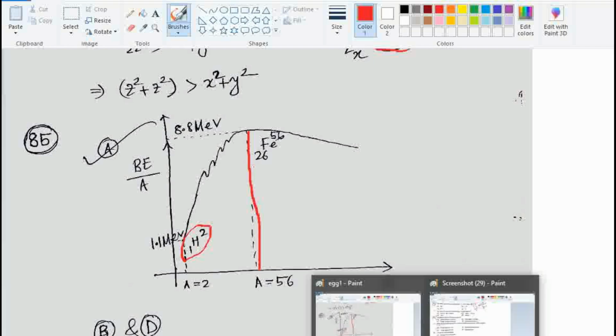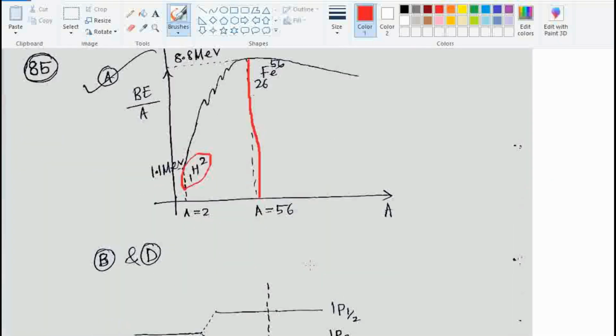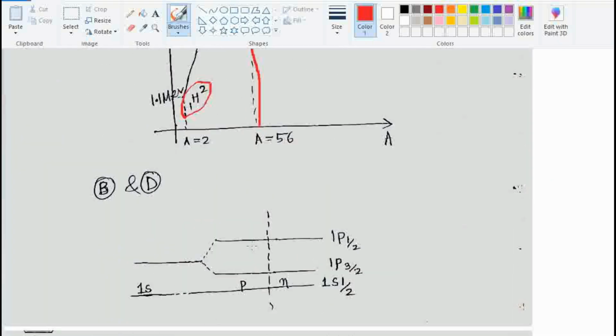Now see option B. Option B says that the parity is even for deuteron, and along with option B I am taking option D, because option D and option B are related. Option D says that the spin of deuteron in the ground state is 1. Now I am taking both at the same time. For this we have to find the state of the neutron and proton. Now you know for a deuteron there is one proton and one neutron.